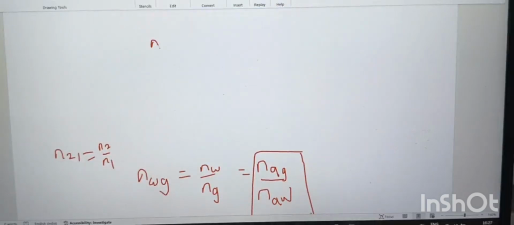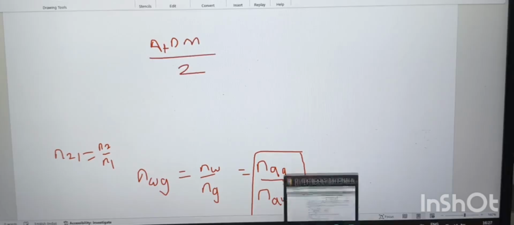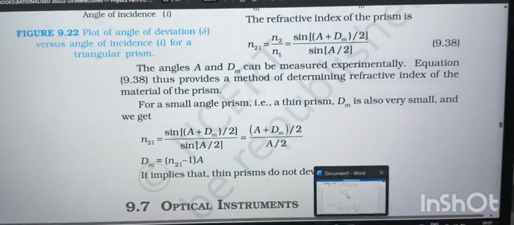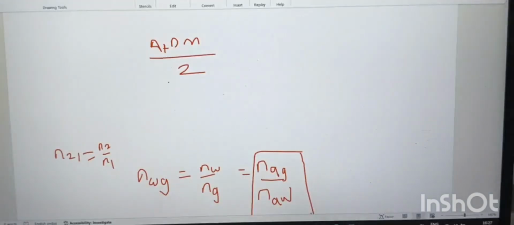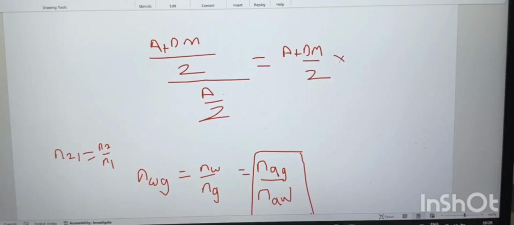So it was A plus dm by 2 by A by 2. If you take the reciprocal, it will become A plus dm by 2 into 2 upon A. You can cancel this 2 and 2 off.